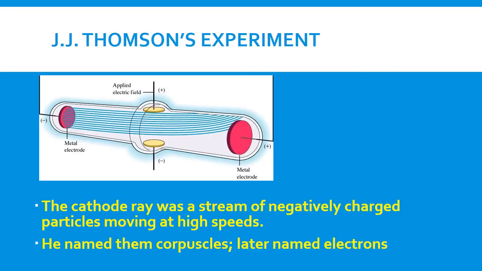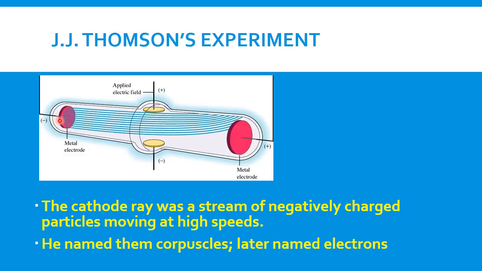We'll talk about J.J. Thomson's experiment. He was an English physicist who performed experiments that involved passing of an electric current through gases at low pressure. The gases were sealed in a glass tube with metal discs called electrodes at both ends.